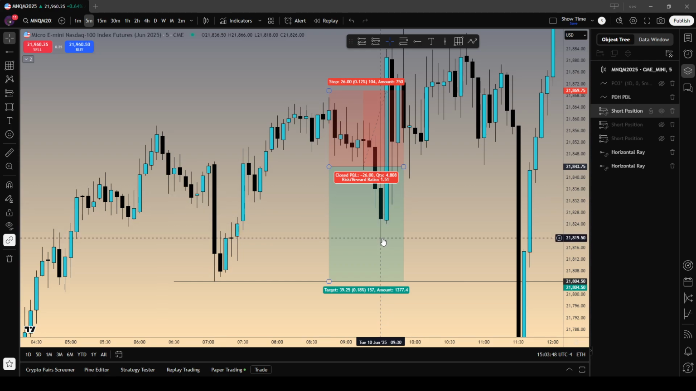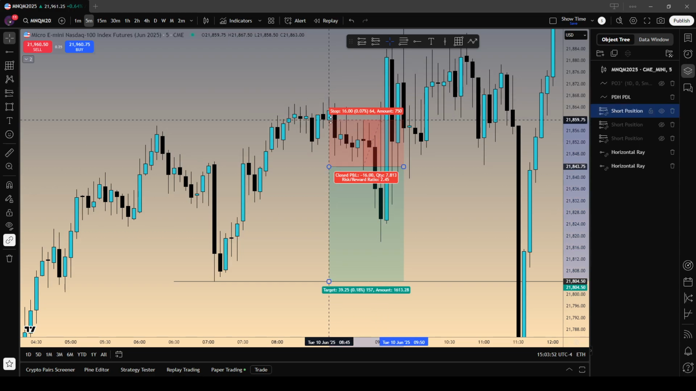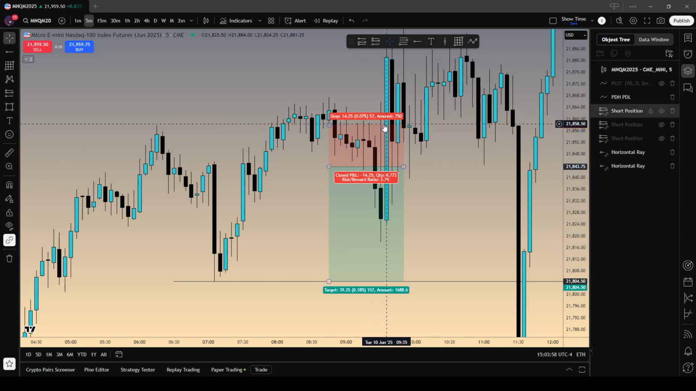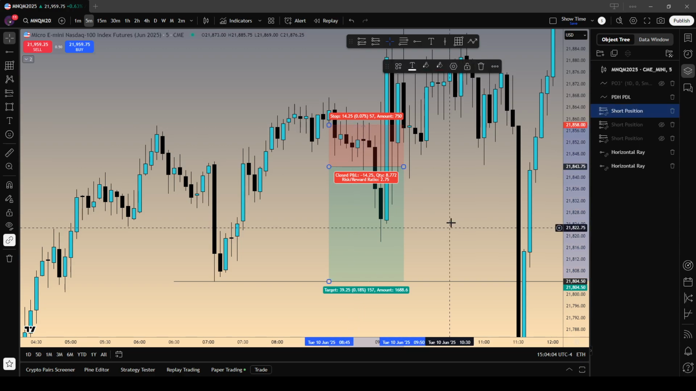I took a partial here, then put my stop underneath this low, or a little bit lower, I think, to make myself break even essentially. And then it came up, tapped me here, and I was break even on this trade. I think it was up like $5 on this trade or whatever. So that was the first trade.